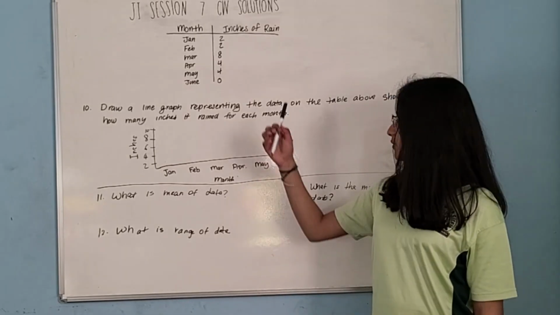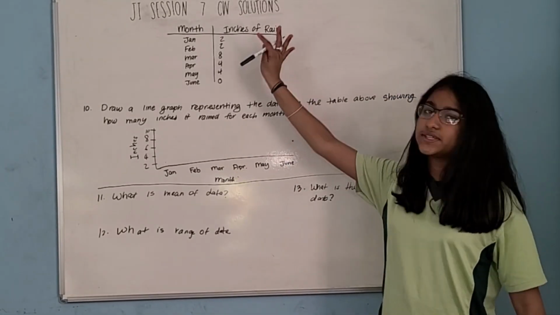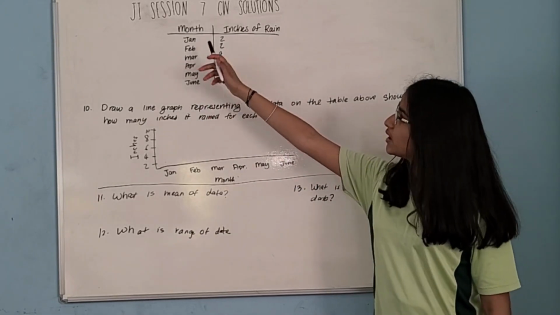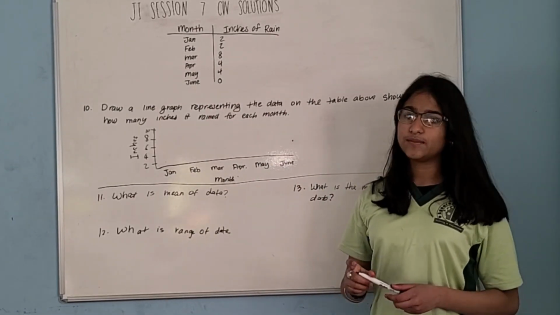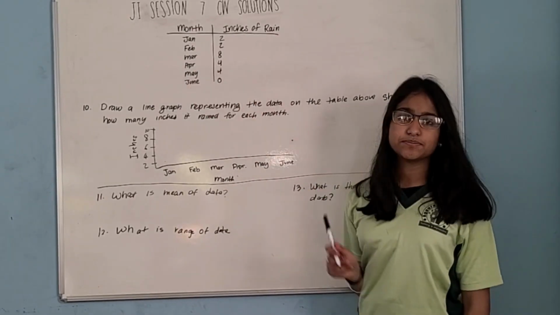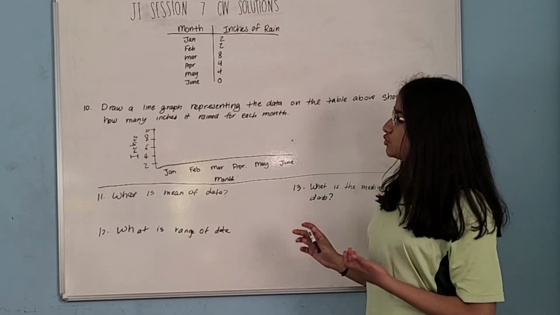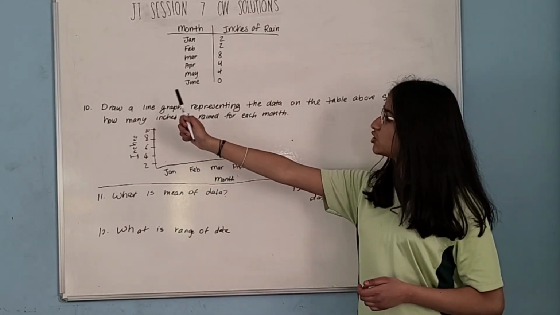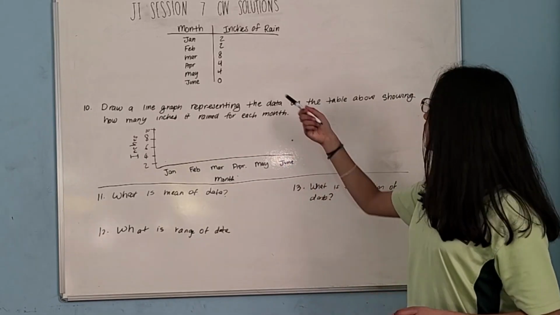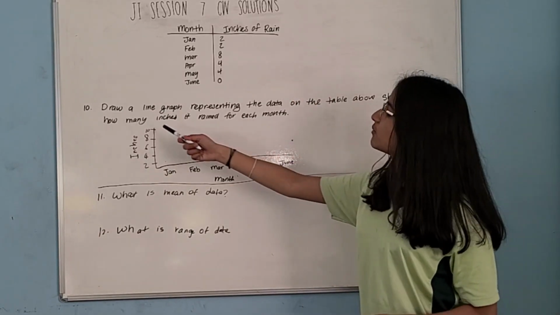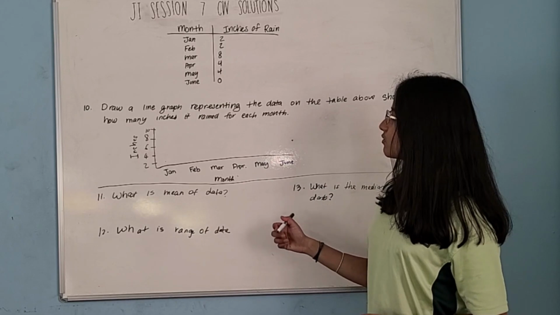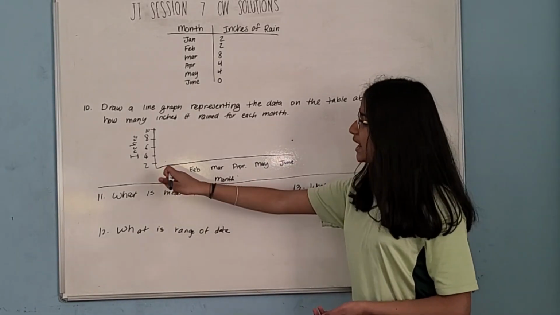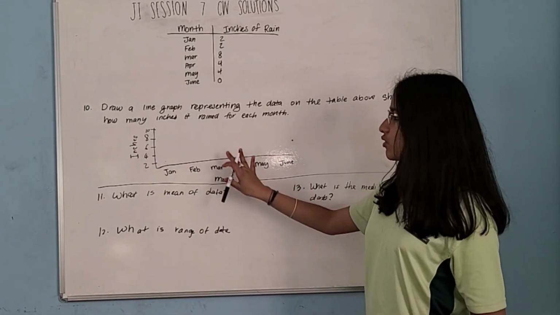Let's move on to problems 10 to 13 using this model right here, or this table. It shows how many inches it rained during each of these months from January to June. Using this information, draw a line graph representing the data on the table above, showing how many inches it rained for each month. Now, we know that it's a line graph, so we have to plot points onto the graph.